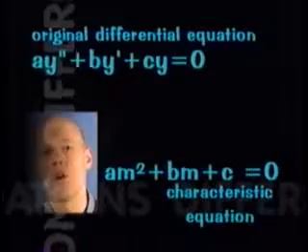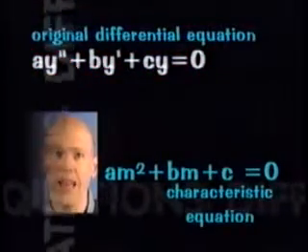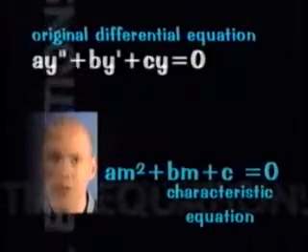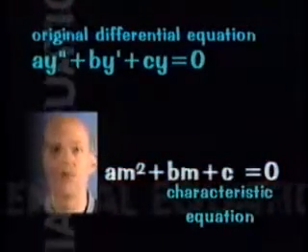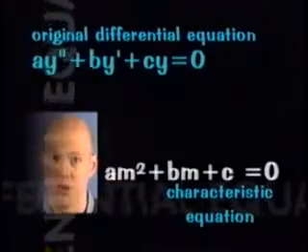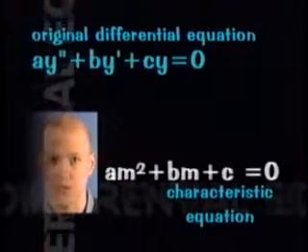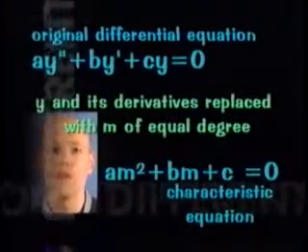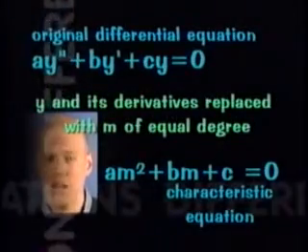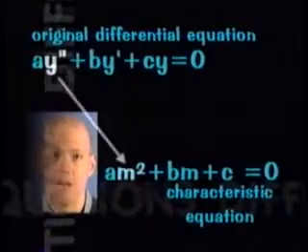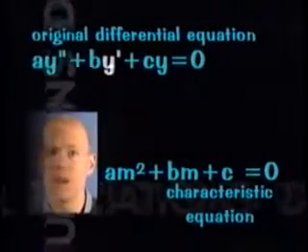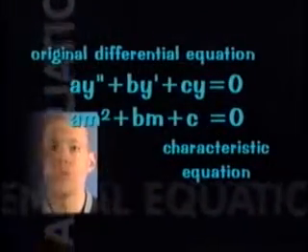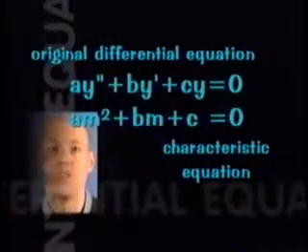Now, if we compare our original differential equation, ay double prime plus by prime plus cy equals 0, with our characteristic equation, am squared plus bm plus c equals 0, an interesting pattern emerges. Notice that in the characteristic equation, y and its derivatives are replaced with an m of equal degree. For example, y double prime becomes m squared, y prime becomes m, and y just becomes 1. This is true for all differential equations we'll be solving using this technique.